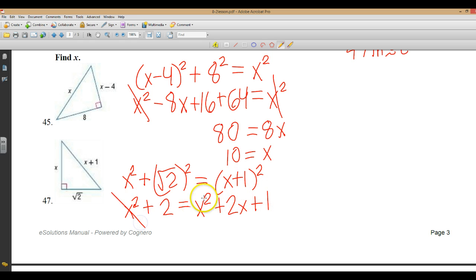We have x squared on both sides, so we can get rid of that. So I have 2x. If I subtract 1 from both sides, is equal to 1. And divide by 2, and x is equal to 1/2.